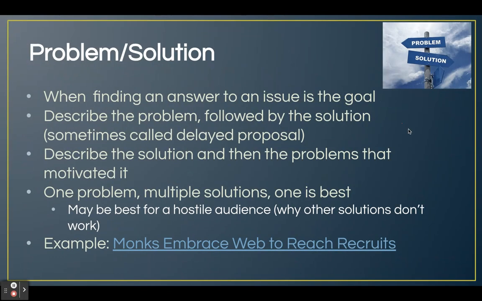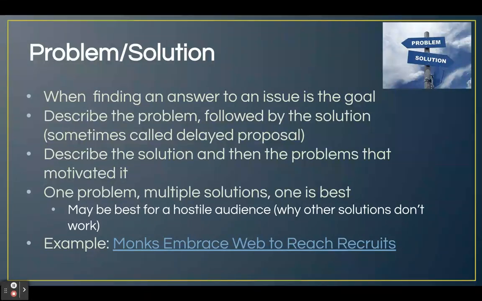If you've been given the problem solution mode or method of development, you are going to need to find an issue, a problem with our school community, and solving it is the goal of the speech. So, the way this is going to be organized is describing the problem followed by the solution. This is sometimes called delayed proposal, where you set out the problem and then you give the solution at the end. The other way that you can do it is you can describe the solution, what you have planned to do, and then explain the problems that motivated it. So that's proposal first, as opposed to delayed proposal.